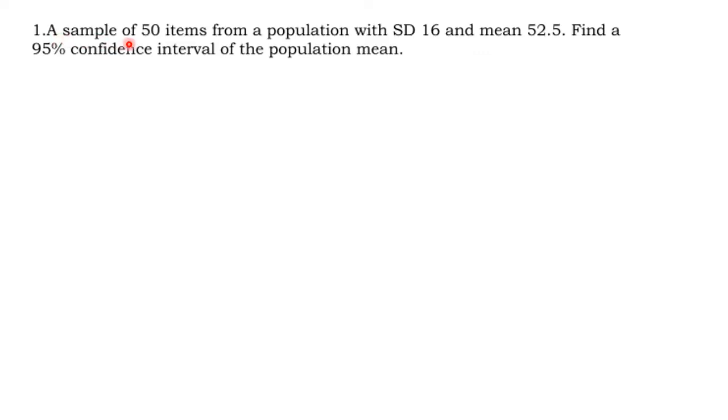Number 1, a sample of 50 items from a population with SD 16 and mean 52.5. Find a 95% confidence interval of the population mean. So this is the information we have. N is 50, S is 16, and X bar is equal to 52.5. Confidence level is 95%. As N is more than 30, we will use Z here. X bar plus minus Z alpha over 2 S over root N.